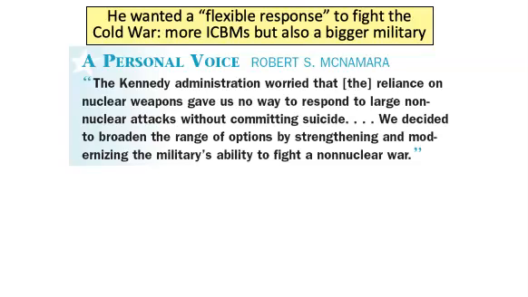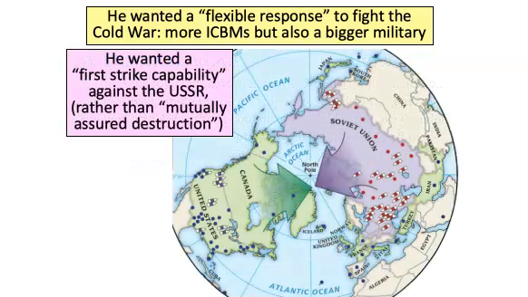What Kennedy is going to advocate for is something called the flexible response to fight the Cold War. More ICBMs, but also a bigger military. What he wanted was what was called first strike capability against the USSR, rather than Eisenhower's mutually assured destruction. The idea being that we could develop not only more missiles, but we would be able to hit the Soviet Union first. And as a result of this, we started to place missile systems around the world, including secretly in Turkey.